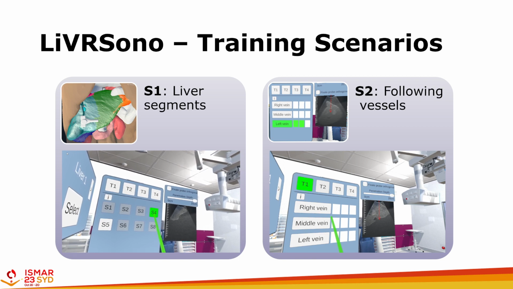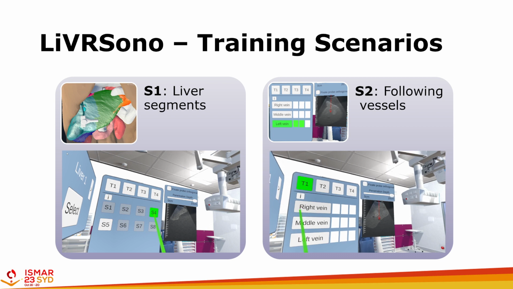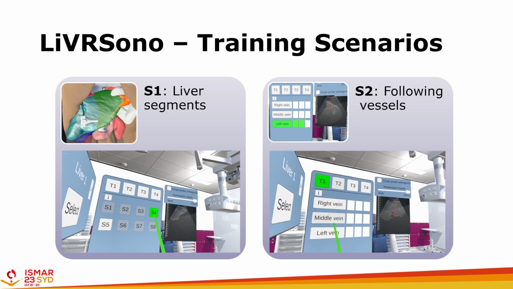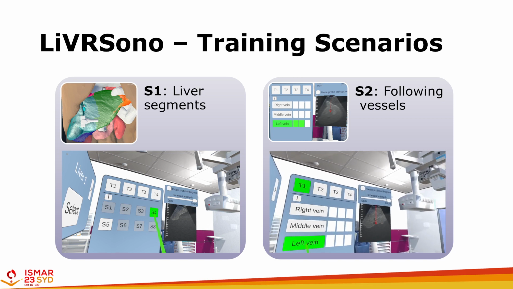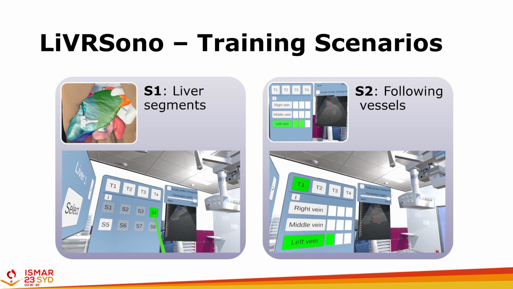In the second training scenario, the user has to find and trace relevant vessels. There's a so-called hepatic vein star, where 3 large veins emerge. In the task, the user has to find this anatomical landmark, and then they have to find the beginning of one of the 3 veins, state which one they want to trace, and tracing means that the vein has to be in the middle of the ultrasound image or directly under this red arrow.